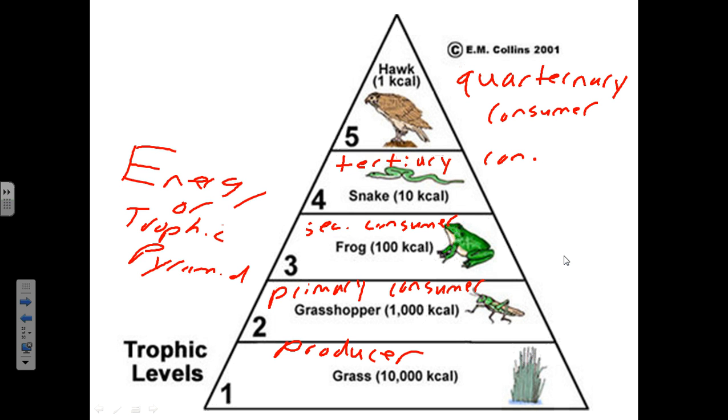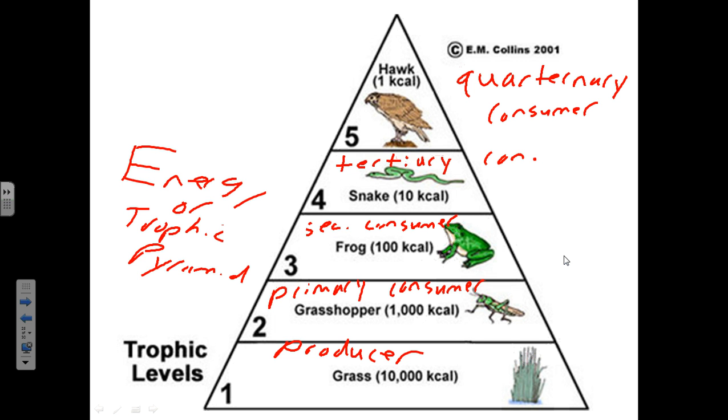And it's the fourth consumer. What's the third one? Tertiary. No. Secondary. So we got producers at the bottom. Primary consumers eat the producers. Secondary consumers eat the primary consumers. Tertiary consumers eat the secondary consumers. And quaternary consumers eat the tertiary consumers.